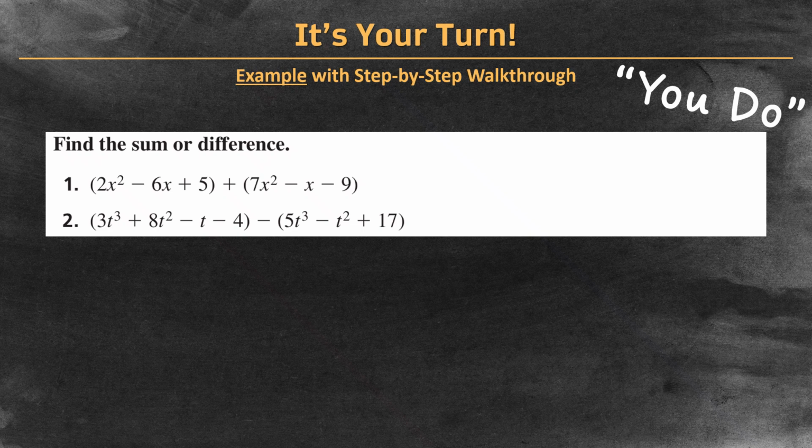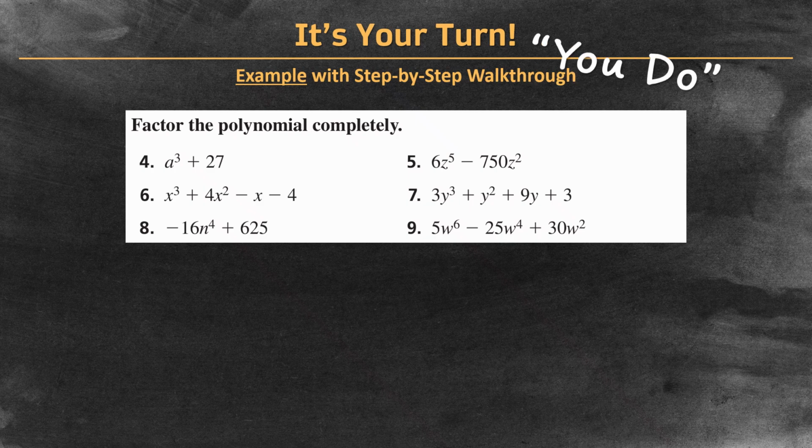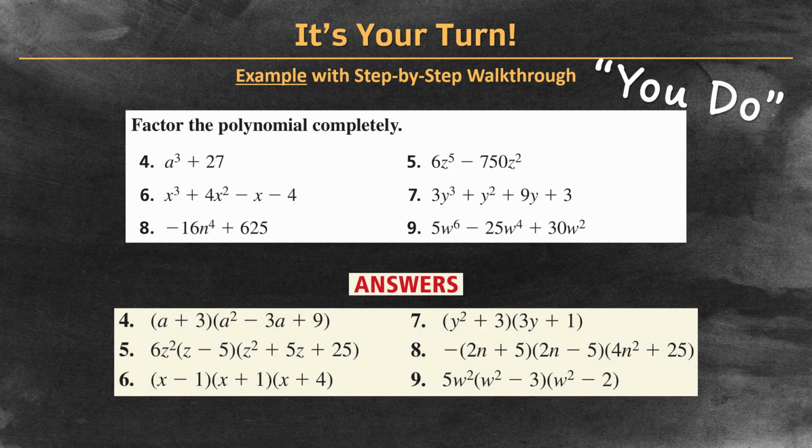Now it's your turn. Please stop the video here and give it a try. So, checking your answers. Did you get it? Amazing. If you didn't, go back and take a look at what mistake you're making. And again, let's try to factor the polynomials completely for all numbers 4 to 9. It's your turn. And here's the answer.